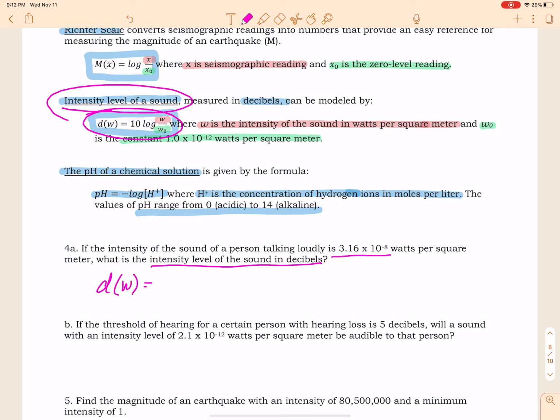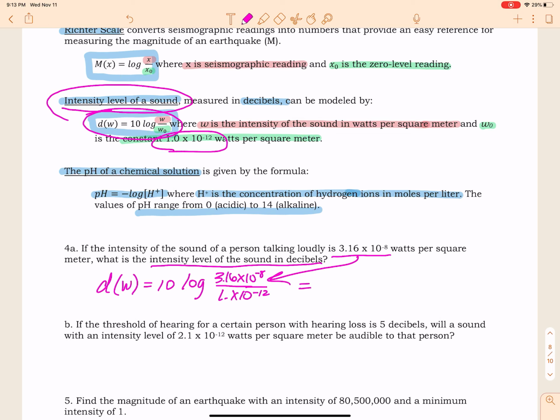So I'm just going to write this down. It's 10 log, and then in the fraction, in the numerator, I am going to have this right here. So 3.16 times 10 to the negative 8 over this right here. I told you it was easy. Okay, so I don't know why I wrote a decimal there. 1.0 is the same thing as 1. So 1 times 10 to the negative 12. And this is all calculator work.